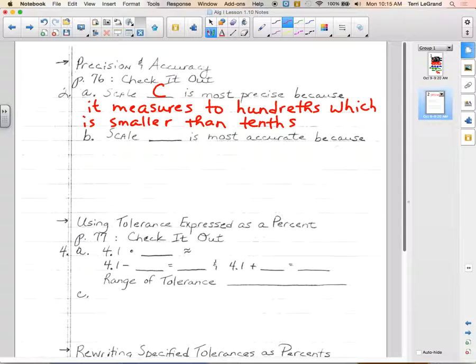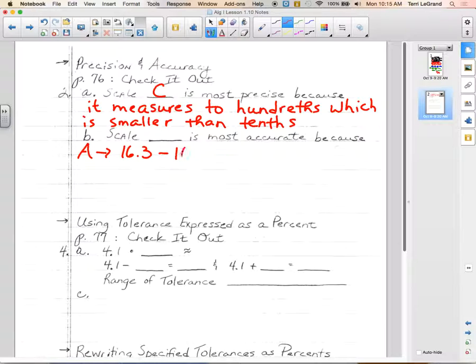What's the definition for accuracy again? Which one is closest to what you want? Closest to what they want it to be: 16 ounces. Okay, so let's do some math here. Scale A, what is its measure? 16.3 ounces. Okay, so we're going to say 16.3 because that's bigger than 16, right?